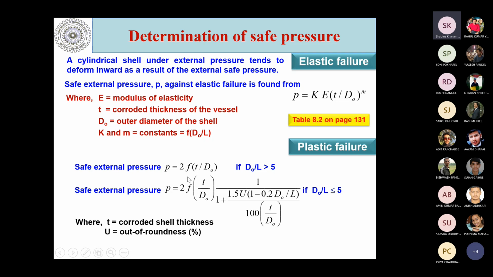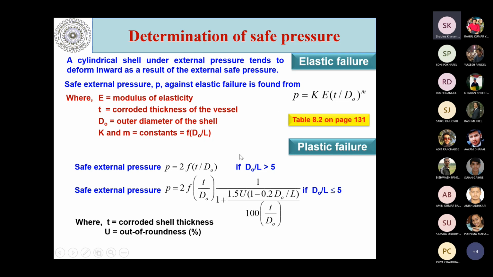If this P is more than the design pressure, fine. It means whatever thickness we have calculated will keep the vessel safe from elastic failure as well as plastic failure. I hope you are getting my point, because the safe pressure is coming out more than the design pressure, and the pressure will not exceed the design pressure during operation. So plastic failure will never come. Fine. So this is the condition.